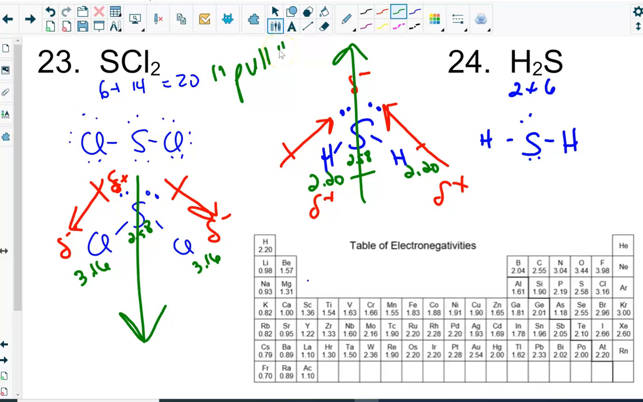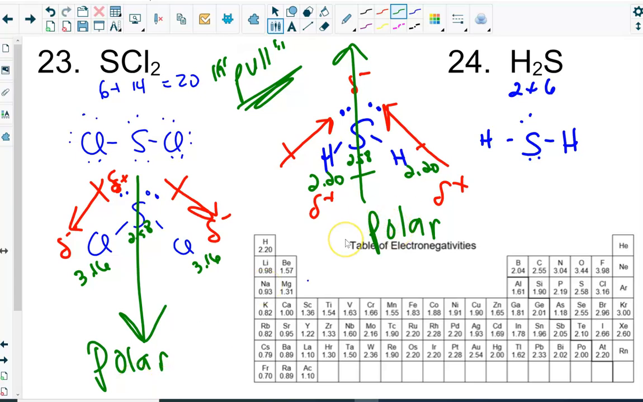So that being said, if there is a pole, that's what we're going to call it. If the overall direction has a pole, then it's polar. So this is polar, and this is also polar, because it has a general pole, meaning a region in space where the electrons reside more often with one atom versus the other. So both of these are polar because they have an overall dipole moment.